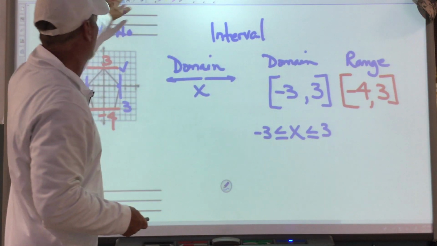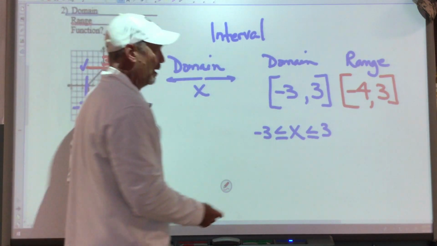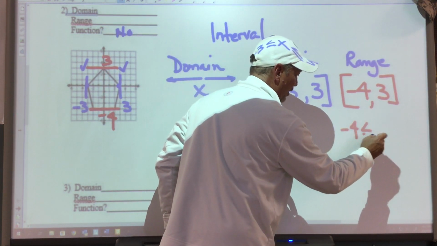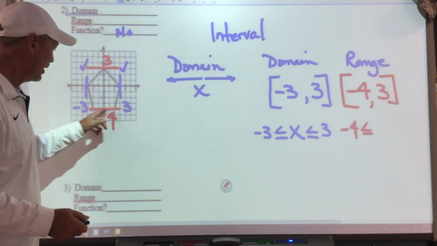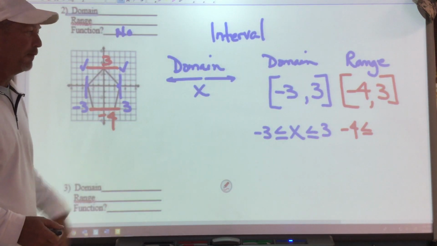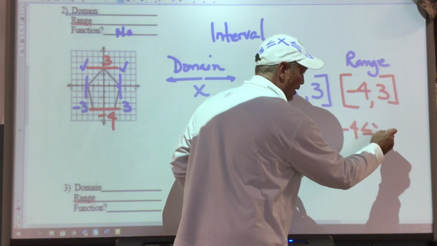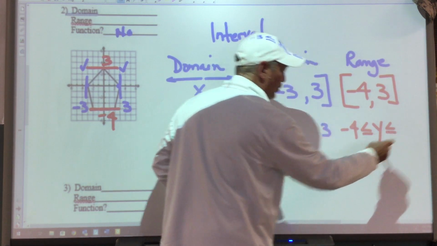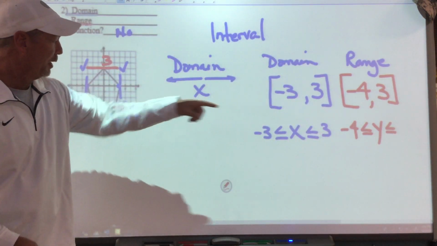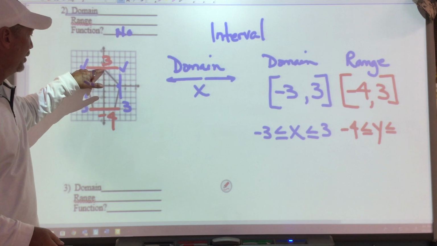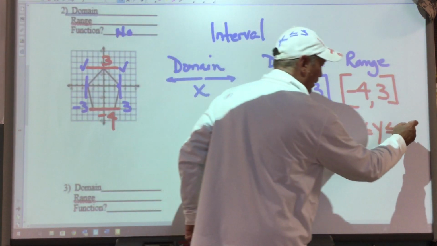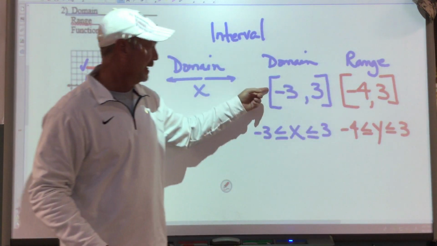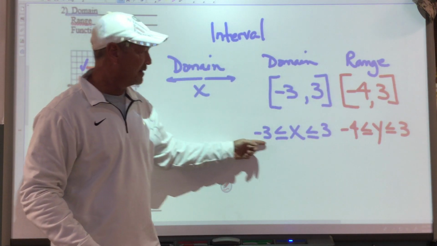My range, very similar. I'm going to use the -4 less than or equal to, because we make contact, we touch this actual line at -4. The range is the y values, less than or equal to, because we make contact right up here, the number 3. This would be domain and range in interval notation and as an inequality.